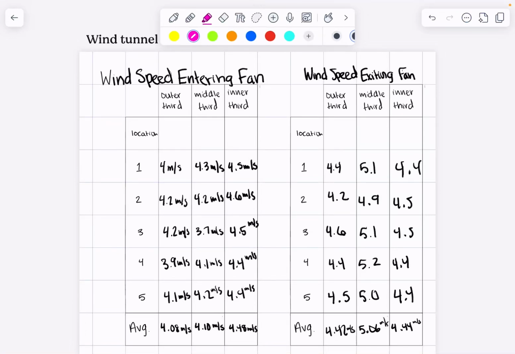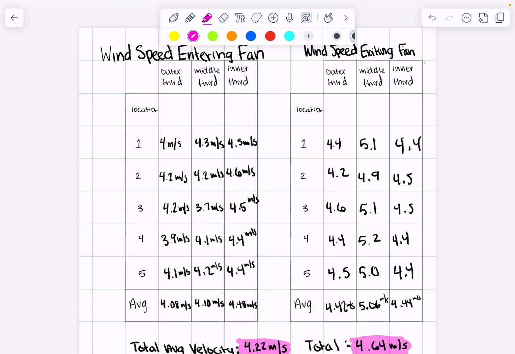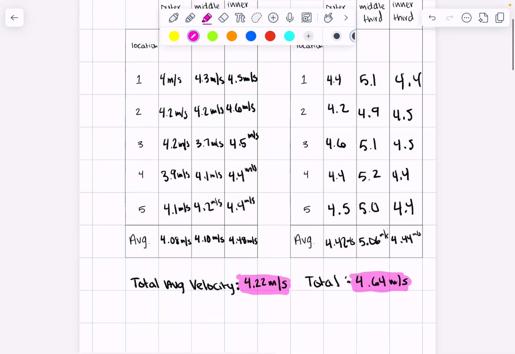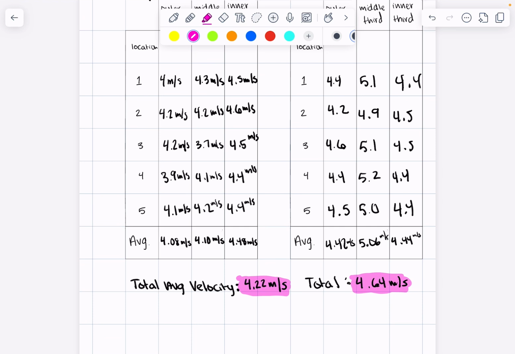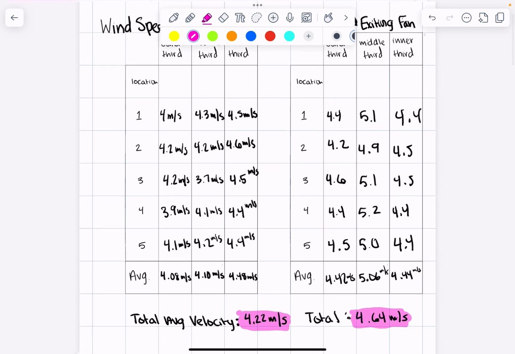Alrighty, so first things first, I took my anemometer and measured the wind speed entering the fan. I did this by taking 5 measurements around the outer third of the fan, 5 measurements around the middle third of the fan, and 5 measurements of the inner third of the fan. I then summed them up and calculated the average of each of the locations' velocity, added them all up, and divided by 3 to get the total average velocity of the wind speed entering the fan. And I got that to be 4.22 meters per second.